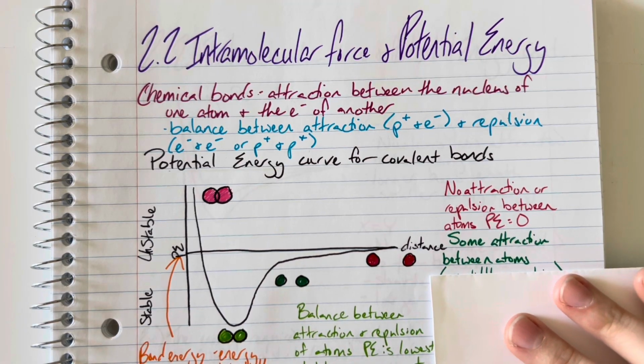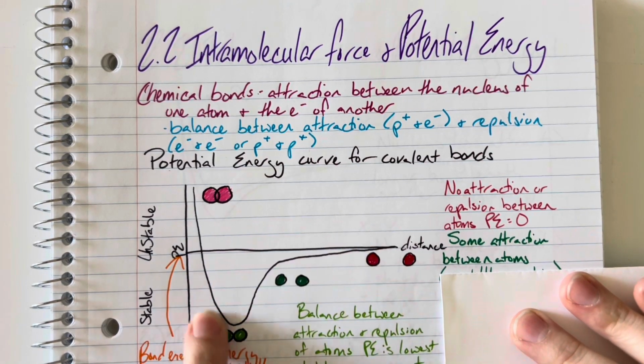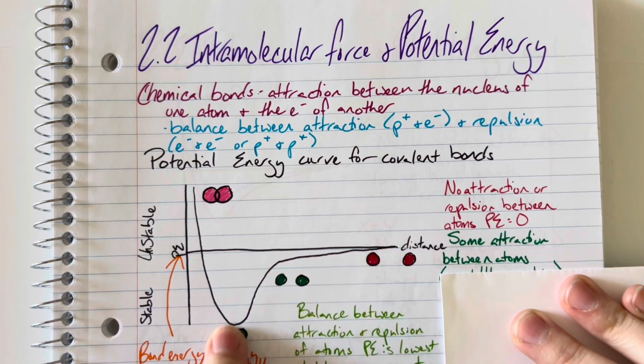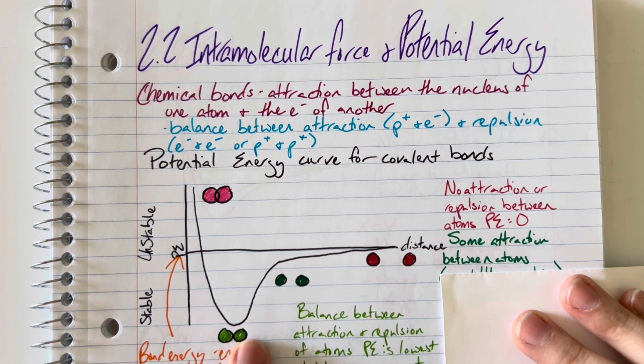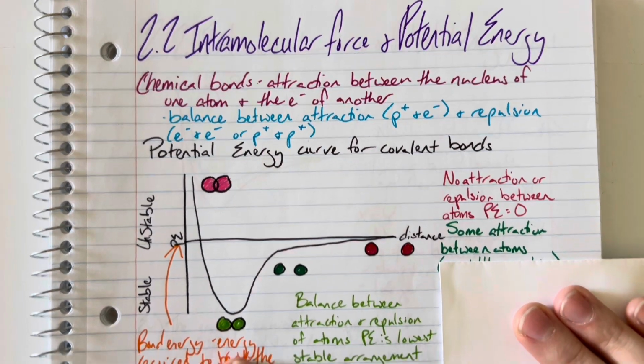At my dip here, at the trough of this curve, this is where I am balanced between my attractive and repulsive forces between these atoms, and this is going to be my most stable arrangement.